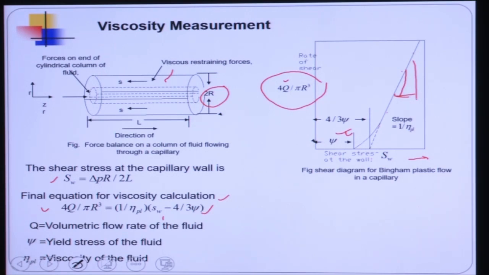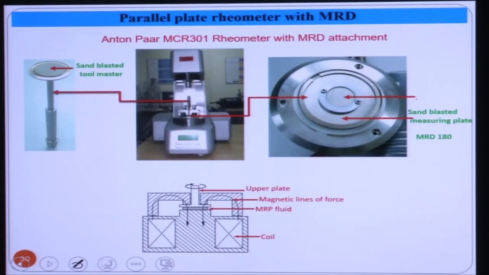So this capillary viscometer is a very important instrument for measuring the viscosity of this MR fluid on the same MRFF setup. After that we started working on the parallel plate rheometer. An Anton Paar MCR 301 rheometer is used. They have a magnetorheological device there to apply the magnetic field perpendicular to the flow direction.